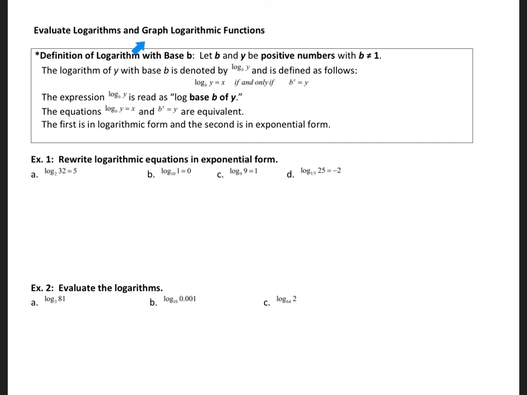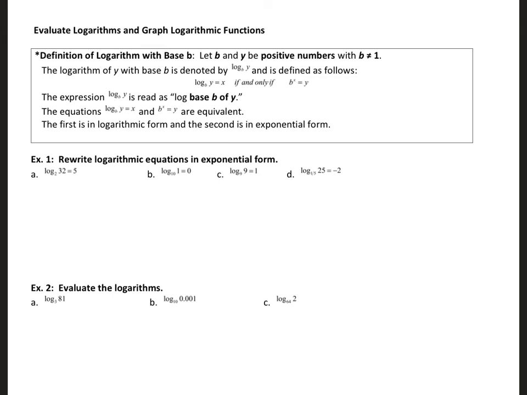So here we are going to evaluate logarithms, and we are not going to do the graphing at this point. Definition of a logarithm to base b: let b and y be positive numbers, and b cannot be 1. So this base cannot be 1. The logarithm of y with base b is denoted by... remember when you're looking for a logarithm, you're looking for the exponent of y with the base b. This is the way it's written, and this is the way it is defined. Logarithm to base b of y is equal to x if and only if b raised to x is equal to y. And we read it as log base b of y.